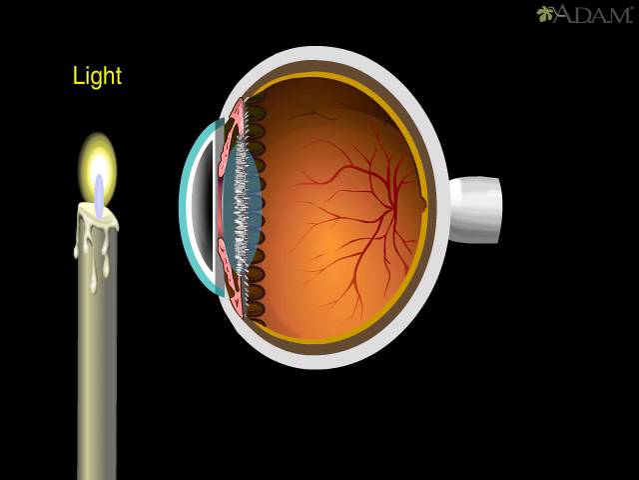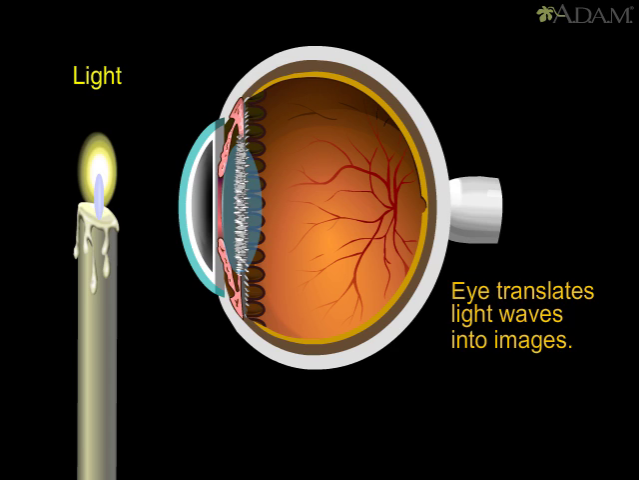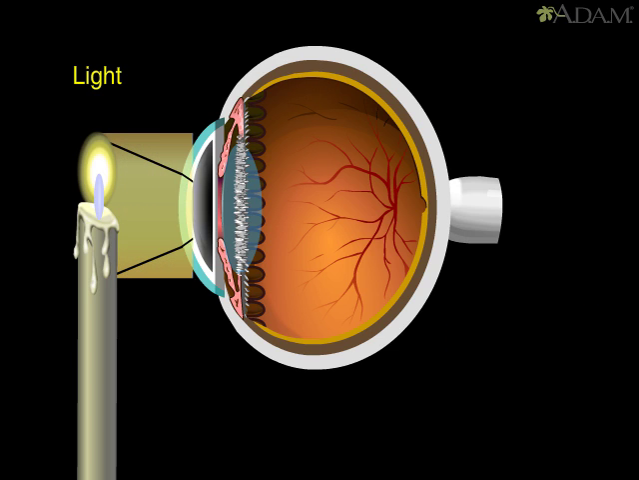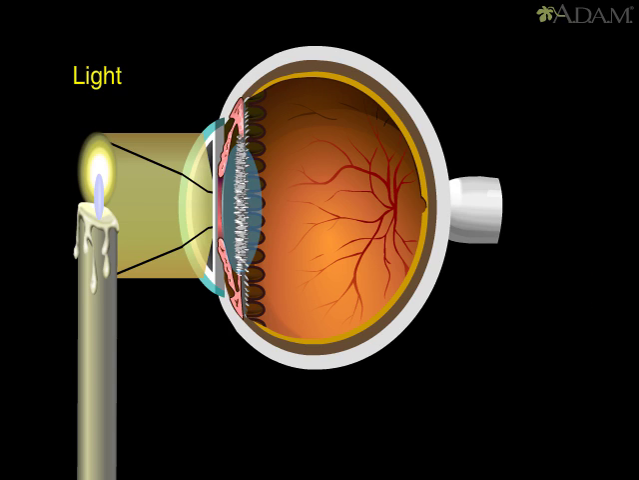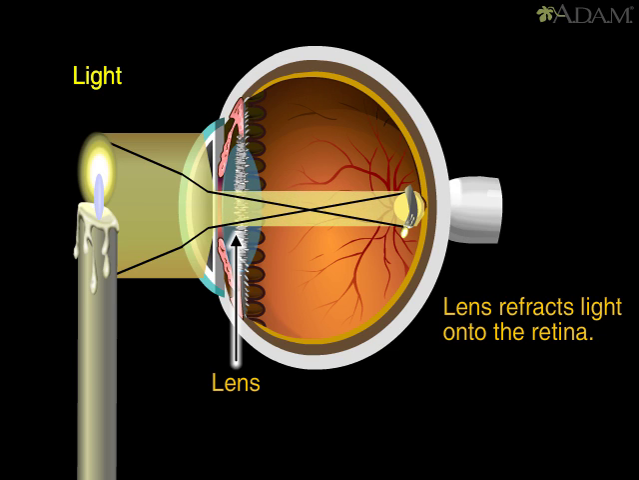There's a lighted candle in front of the eye. This candle can help us understand how the eye captures images and then sends them to the brain. First, the candlelight passes through the cornea. As it does, it's bent or refracted onto the lens. As the light passes through the lens, it's bent a second time. Finally, it arrives at the retina, where an image is formed.